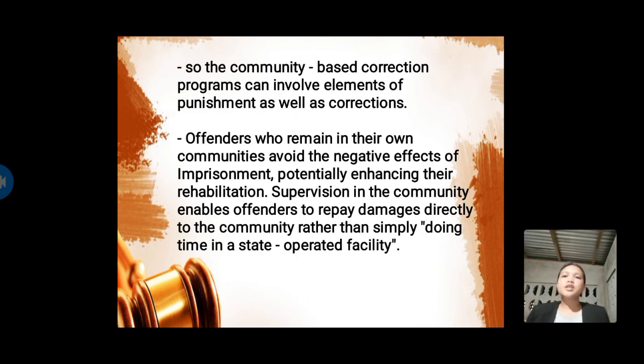So the community-based correction programs can involve elements of punishment as well as correction. The offenders who remain in their own communities avoid the negative effects of imprisonment, potentially enhancing their rehabilitation. Supervision in the community enables offenders to repay damages directly to the community rather than simply doing time in a state-operated facility.